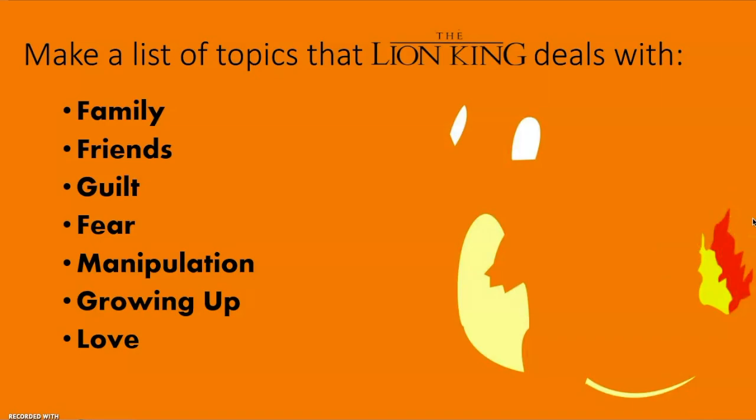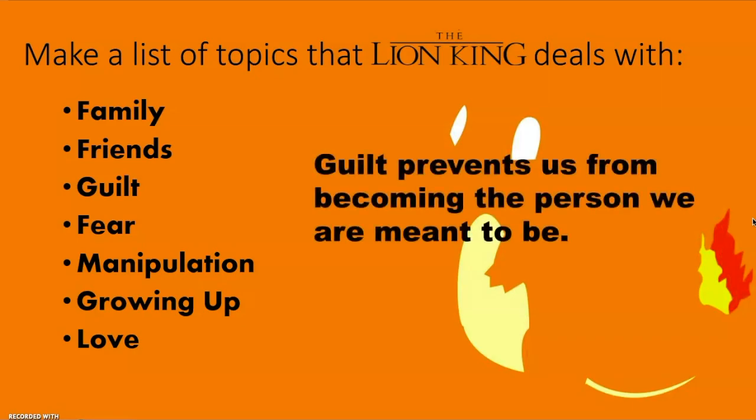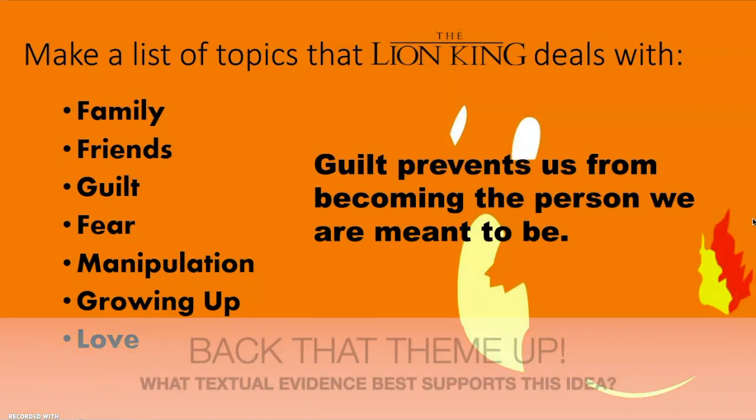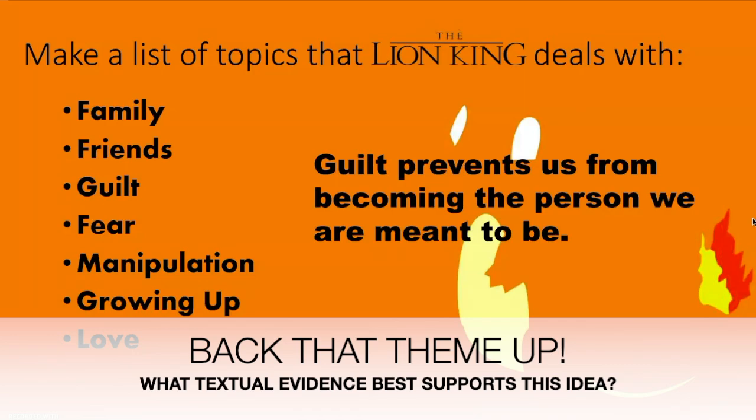For me, I picked guilt. Guilt really stuck out to me because I noticed it caused Simba to run away from his responsibilities, to run away from being the king and dealing with Pride Rock. For me, I thought that guilt prevents us from becoming the person we are meant to be. Now you guys notice I gave you an example of why I thought this was an appropriate theme for our text, The Lion King. It's always important to give a strong example to back up your theme.